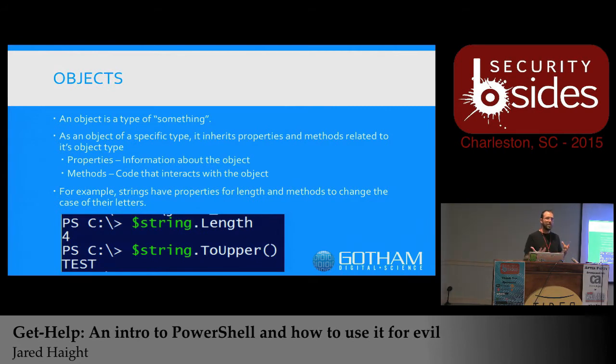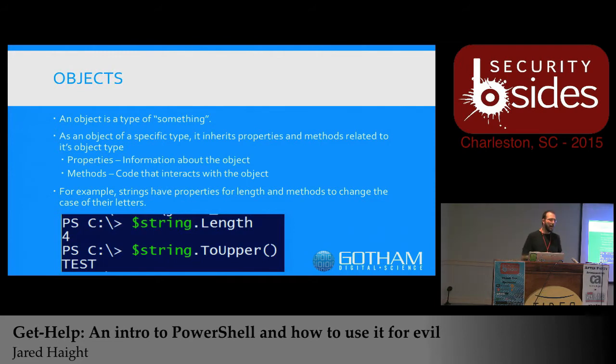A string is an object in PowerShell, and it has properties for length, where we have a variable here, variable string, we call the length property. It tells us, hey, there's 4 characters in this string. It also has a method called toUpper, which will capitalize all the letters in that string. As you get into more advanced things in PowerShell, really everything's an object.